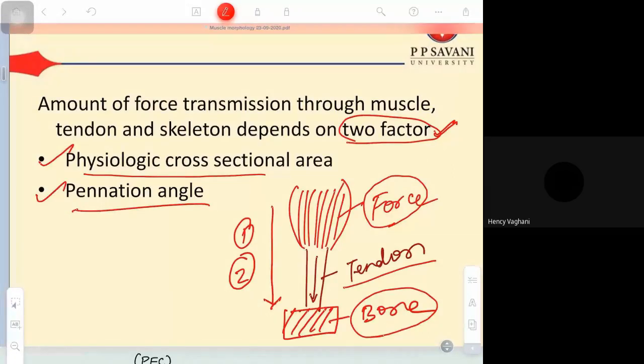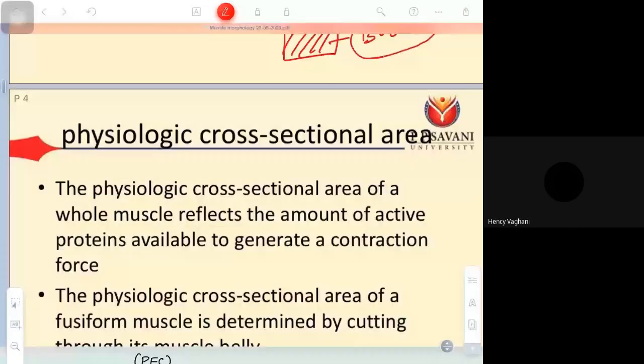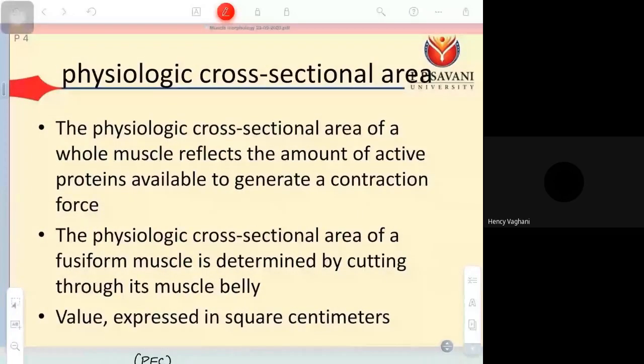So what is physiological cross-section? It reflects the amount of active protein available. The physiological cross-sectional area of the whole muscle reflects the amount of active protein. You know, protein is required for the contraction. For initiation of contraction, protein is required.